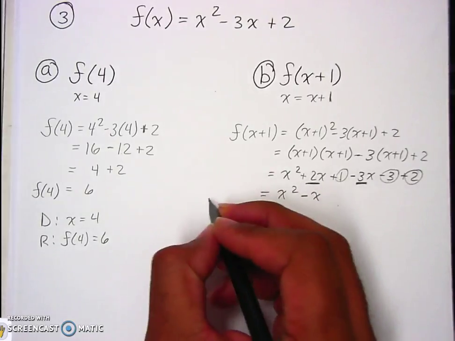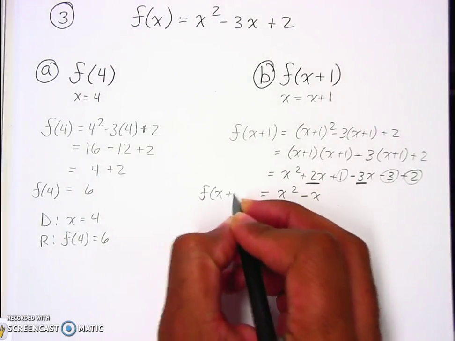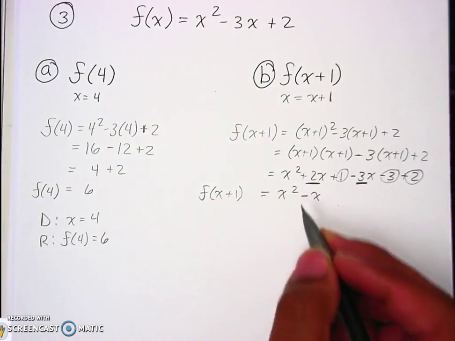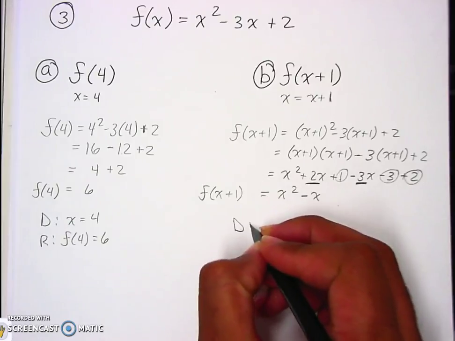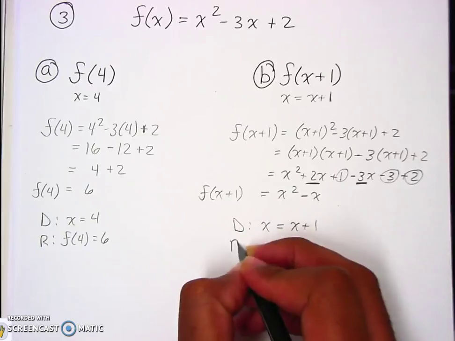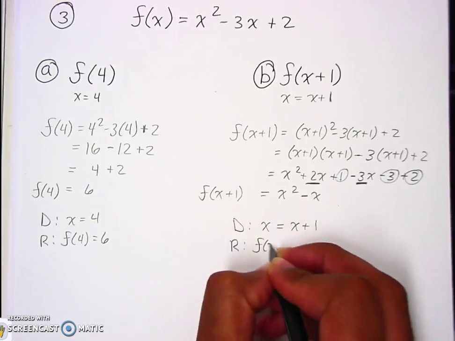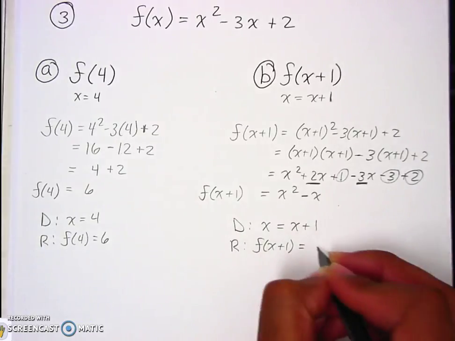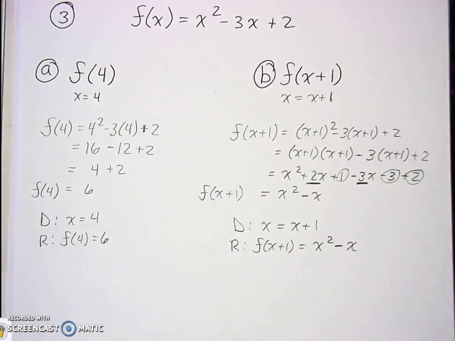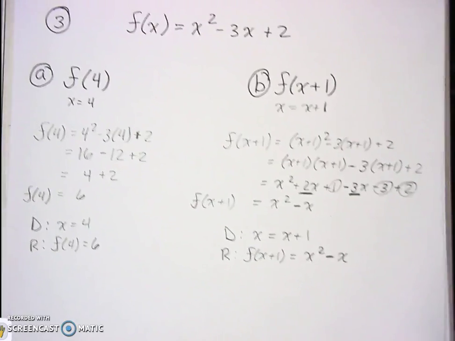So we have that. So f of x plus 1 equals that part. And make sure you have the f of x plus 1 and equals that part. That's what I'm looking for. And then here our domain is x equals x plus 1. And our range is f of x plus 1 equals x squared minus x. And that's it. That's all you got to do for that. Okay. Now let's move on to number 4 really quickly.